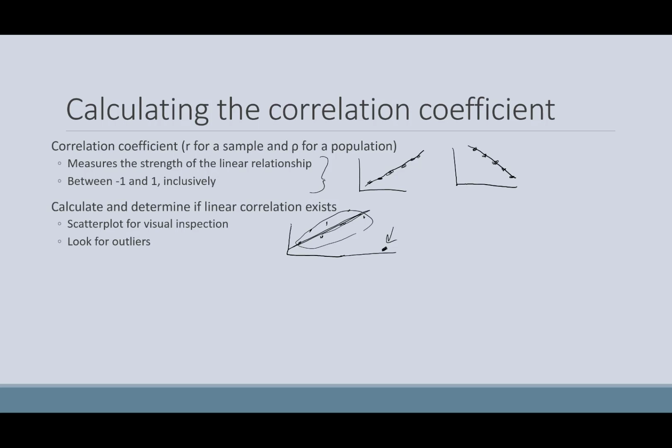Now, with an outlier, if we know that the outlier was an error, then it needs to be eliminated before we calculate the correlation. But if we're not sure whether it's an error or not, then we need to calculate the correlation with the outlier included in the group, and we need to calculate the correlation without the outlier in the group, and then we would compare those values.